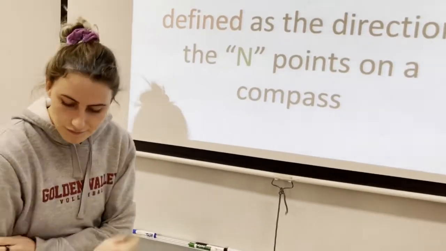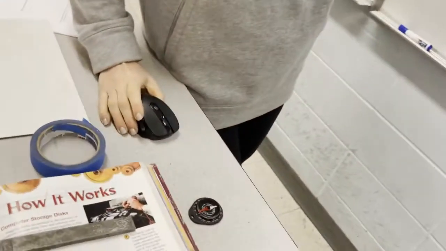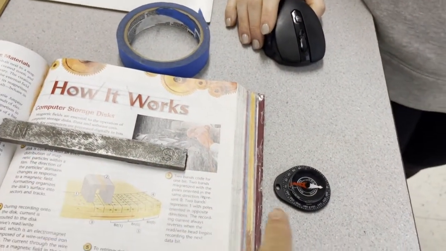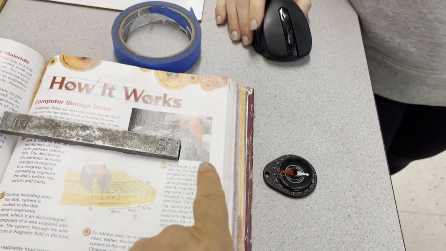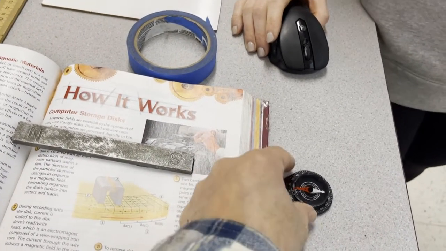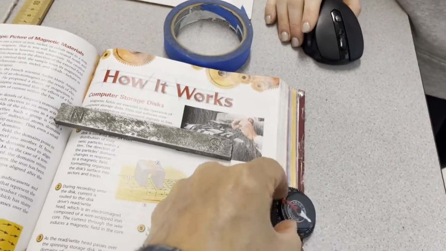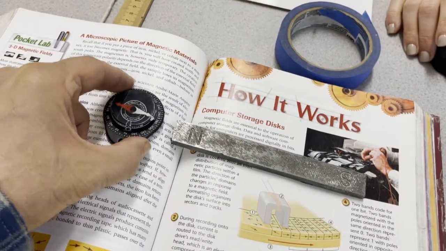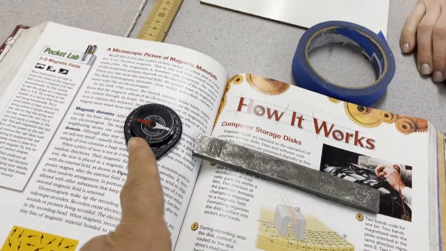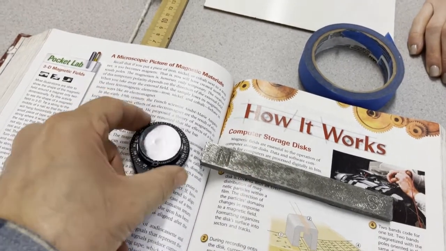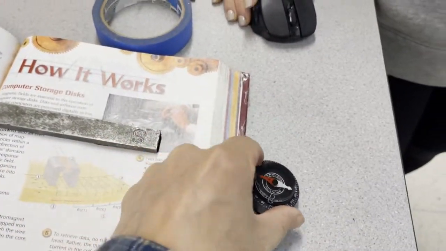So there's a magnetic field around this bar magnet. This compass, there's the north end. So the direction of the magnetic field here is in toward the south. And if we go around to the north end, it's defined as the direction that the north end of a compass points. So that would be out from the north, and into the south.